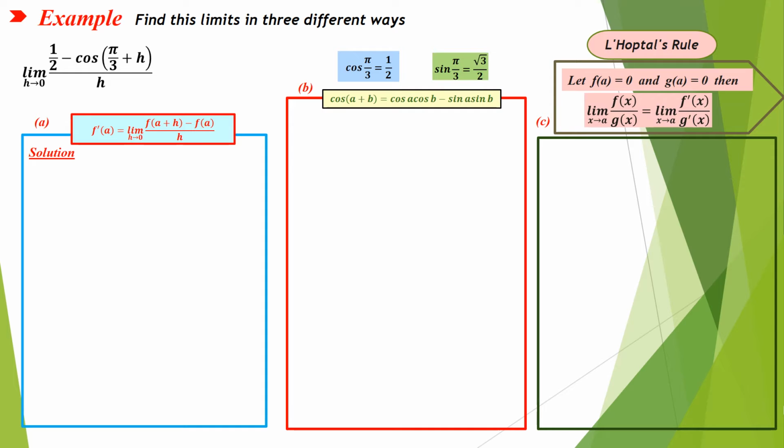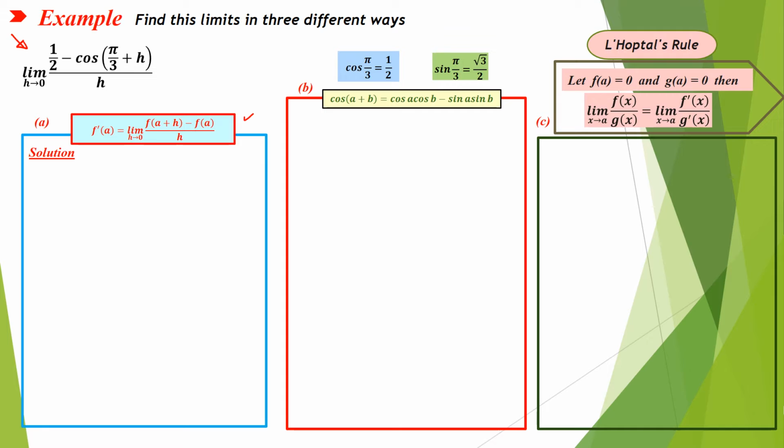Hi everyone, in this video you have to find this limit using three different ways. So the first method, you have to use the definition of the derivative, which is in part A. As you know, f prime of x equals the limit of f of x plus h minus f of x, divided by h, when h goes to 0. So you have to modify this limit and rewrite it, arrange this limit to get the formula of the definition of the derivative.